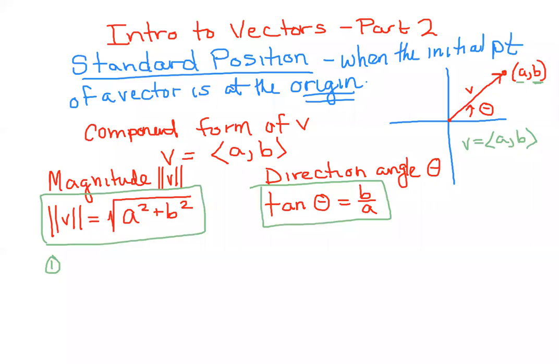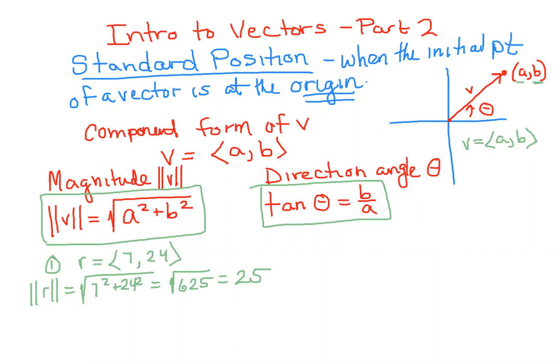Okay, we've got a component form of a vector R of ⟨7, 24⟩, and we're going to find the magnitude and the direction angle for this. So the magnitude is easy. Whoops, it's not V, it's R. And that is going to be the square root of 7 squared plus 24 squared, which equals the square root of 625, which equals 25.